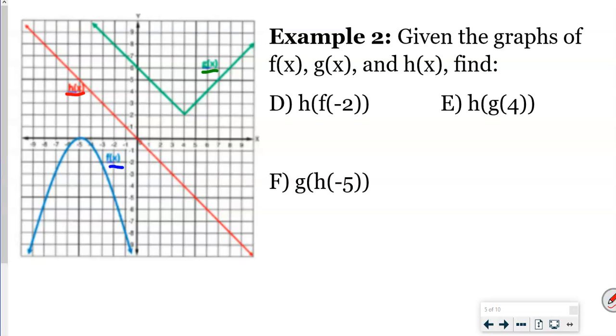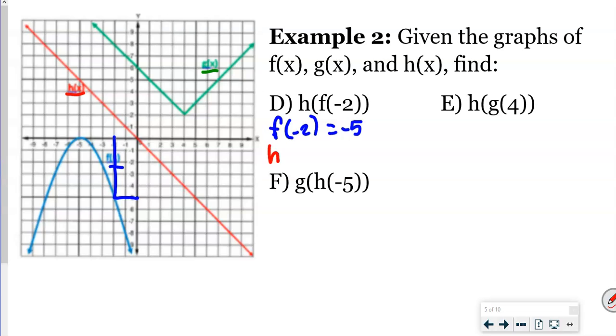So what we're going to do is see if we can find these values. So again, we're going to work from inside to out. So we're going to go f of -2. So we're going to look at -2 right here. See it? That's our x value. We're going to go down, hit the graph, and go over to our y value. So notice that's at -5, right? Then we're going to look at our h graph. And our h graph is the red one.